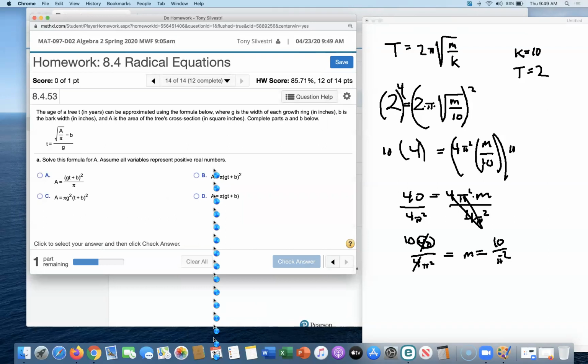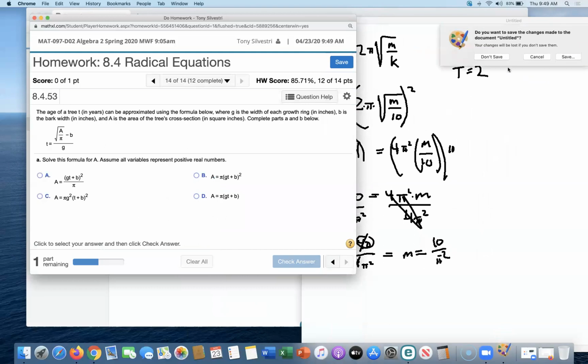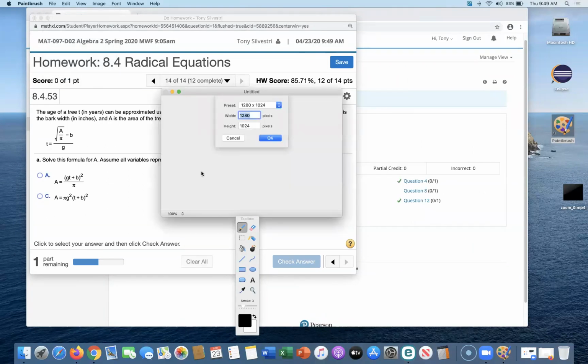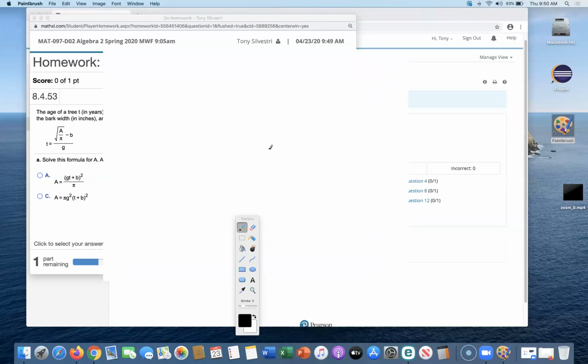All right, let's see if we can do it. Luckily, it only occurs once in this homework. Don't save it. Don't save it. Last thing. Oh, come on, go away. File. New. New. Okay, last thing. Hang in there.